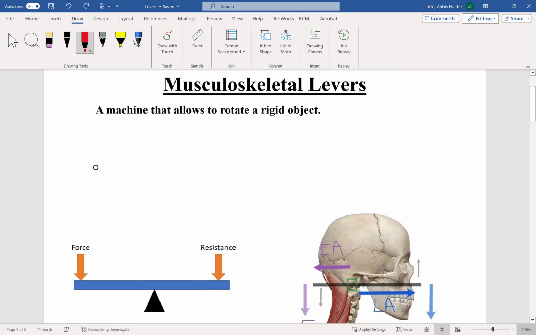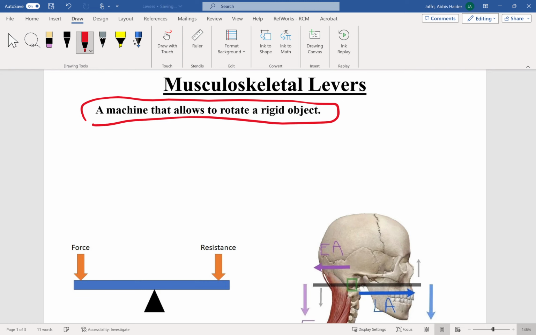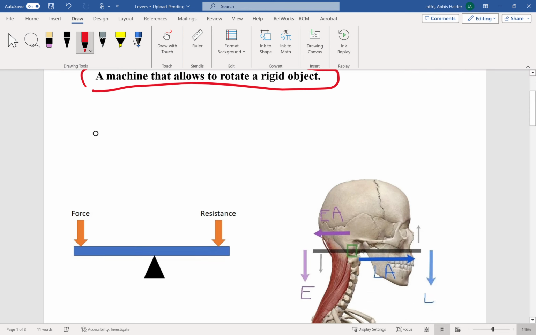So now we'll talk about this machine, the lever, which is basically a machine in physics that allows you to rotate a rigid object. We'll see the types of levers that are in the human body, what their use is, and some clinical examples here.